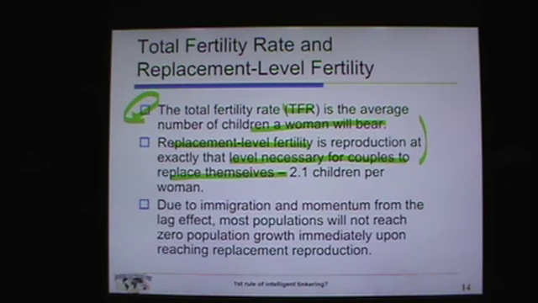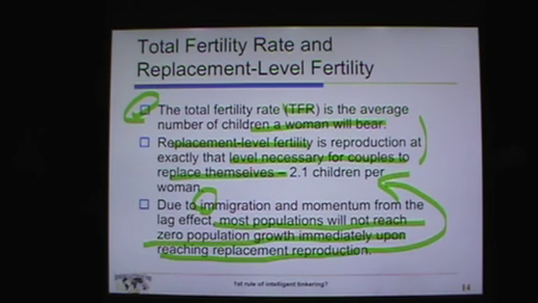Due to immigration, movement in, and momentum from the lag effect, most populations will not reach zero population growth when they reach this replacement level reproduction. 2.1 children per woman for humans is replacement level reproduction, or replacement level fertility.